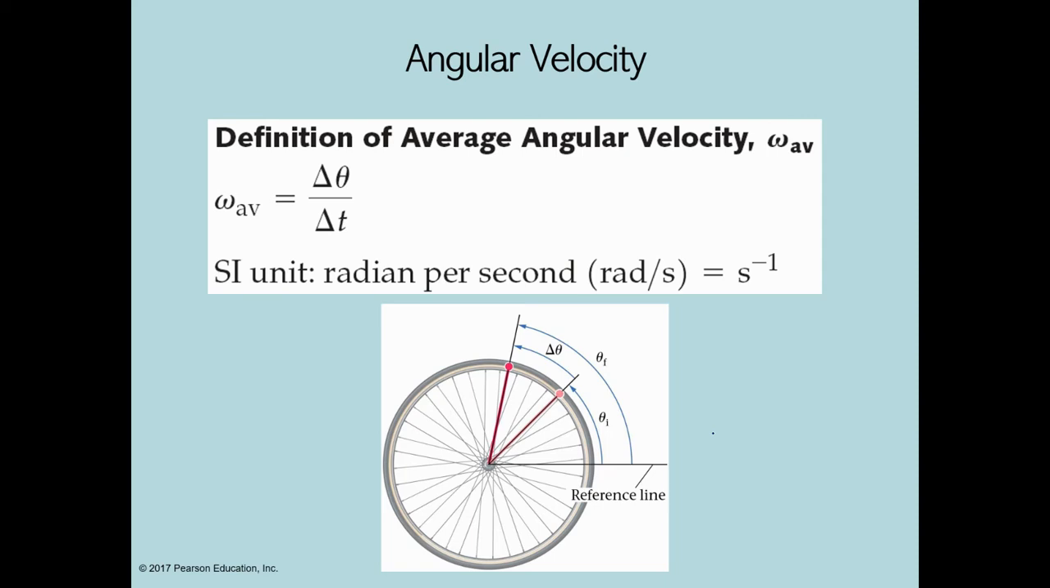Now that we've seen and defined angular position, let's go ahead and define angular velocity. During any rotational motion, we will see a change in the displacement. So we're going to see a change in that angular displacement, which would just be theta final minus theta initial.